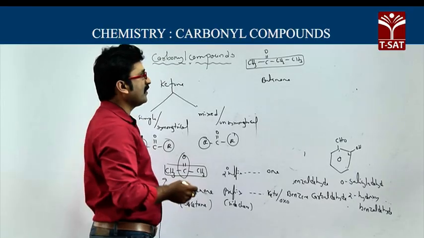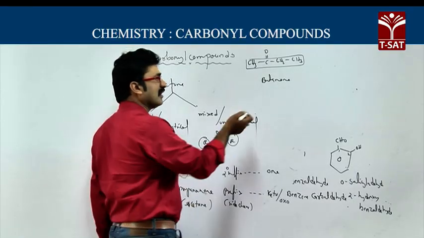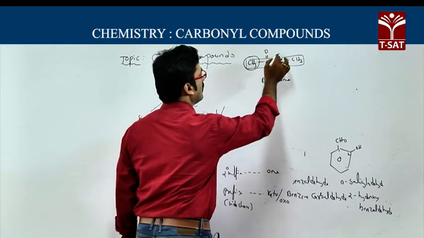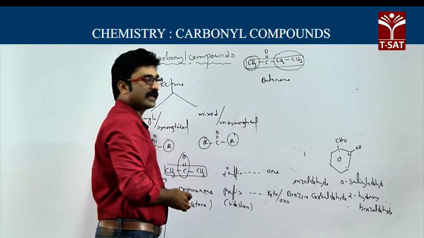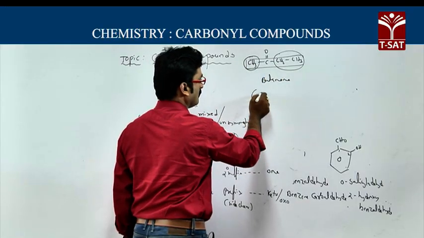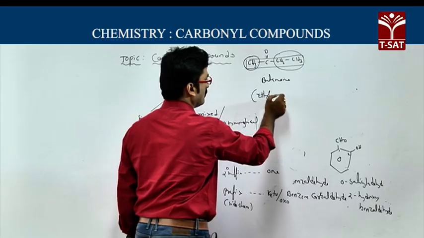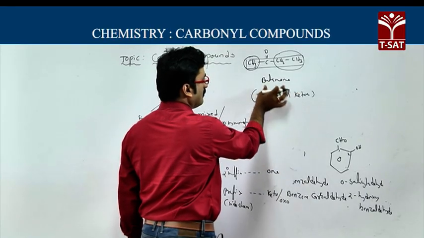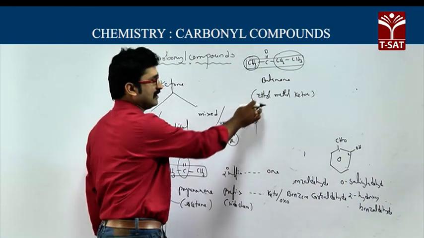Butanone is the IUPAC name of this compound, or else you can write a common name like this also. You know that this is methyl and this is ethyl, so the common name is ethyl methyl ketone. Now this is a common name, but this is the IUPAC name.